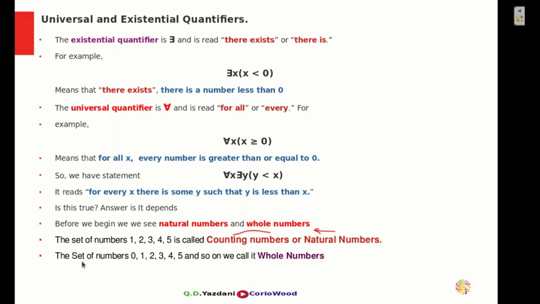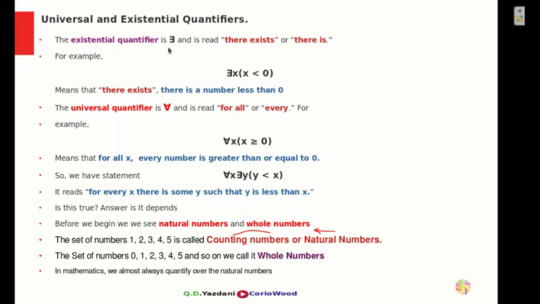Okay, so keep in mind the counting numbers are just the natural numbers 1, 2, 3, 4, 5, and the whole numbers are when you include 0 with the natural numbers. So in mathematics we almost always quantify over the natural numbers. We're going to go for a walkthrough again.